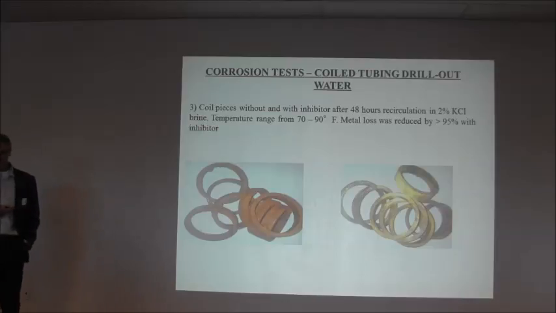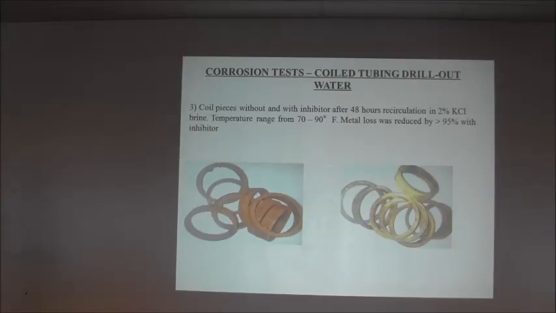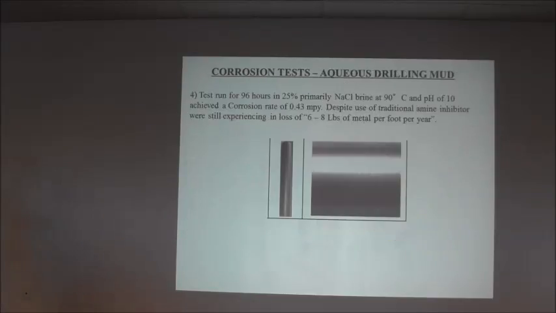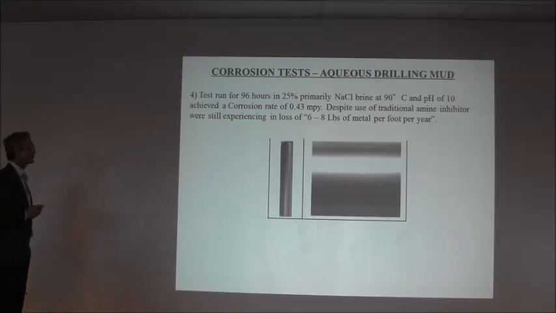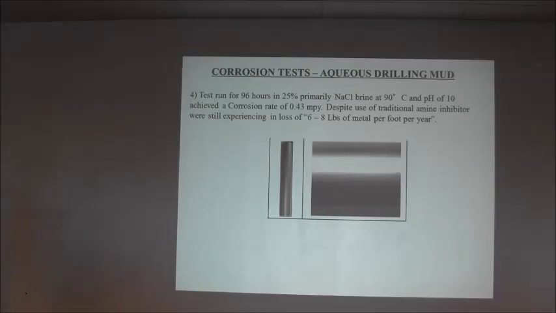The metal corrosion loss in the comparison between the inhibited coil, that corrosion was arrested by about 96%. This was on a drilling mud, about 25% sodium chloride, so fairly corrosive. 90 degrees C, so again, higher temperature, elevating the corrosion rate. pH of 10, so a little bit lower on the pH corrosion curve, but still very corrosive fluid.